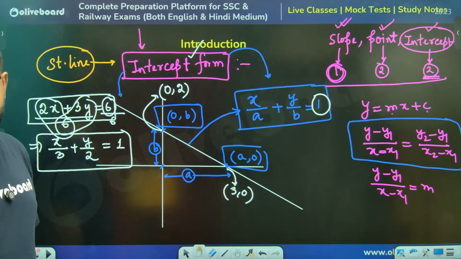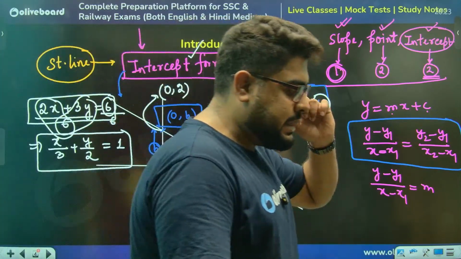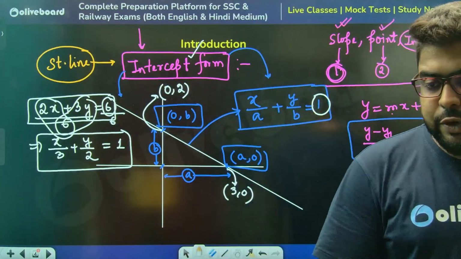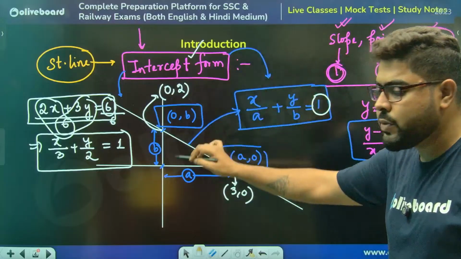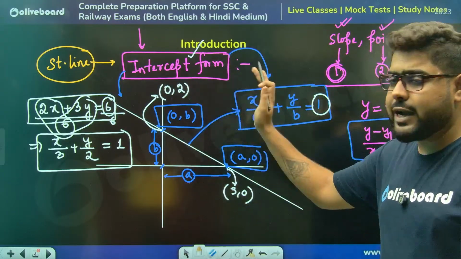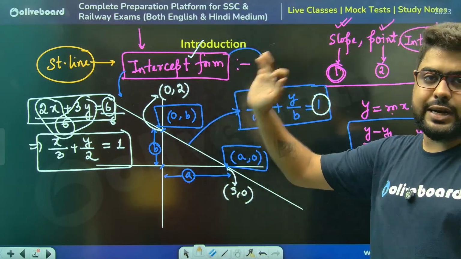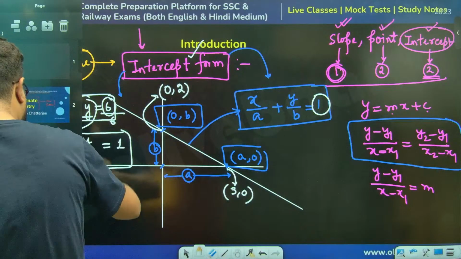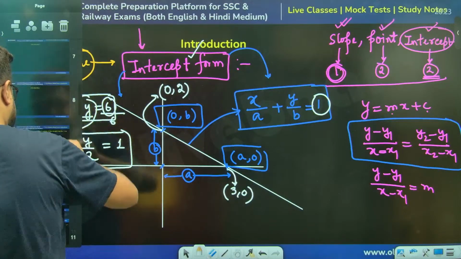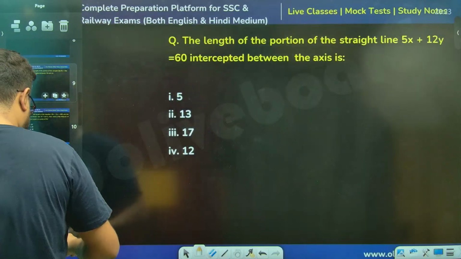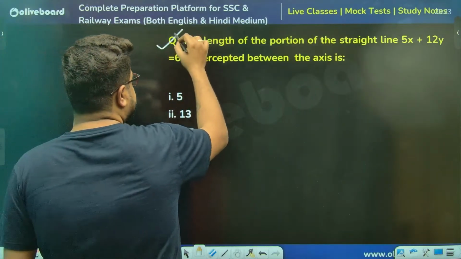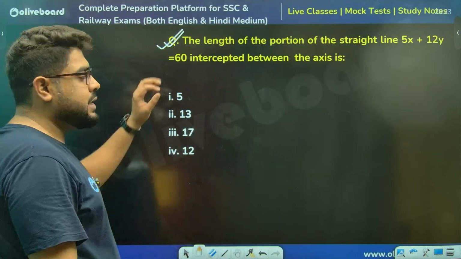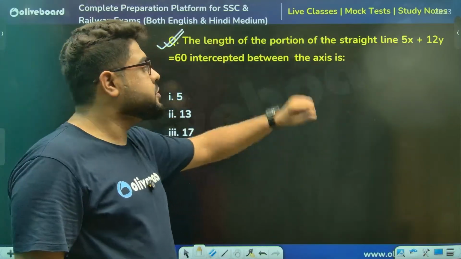Done. This is the basic intercept form of a straight line, very, very important for straight lines. Is this clear? Now, if this is clear, let's solve a couple of questions. First things first, this type of question is very important. Again, most of these are PYQs.